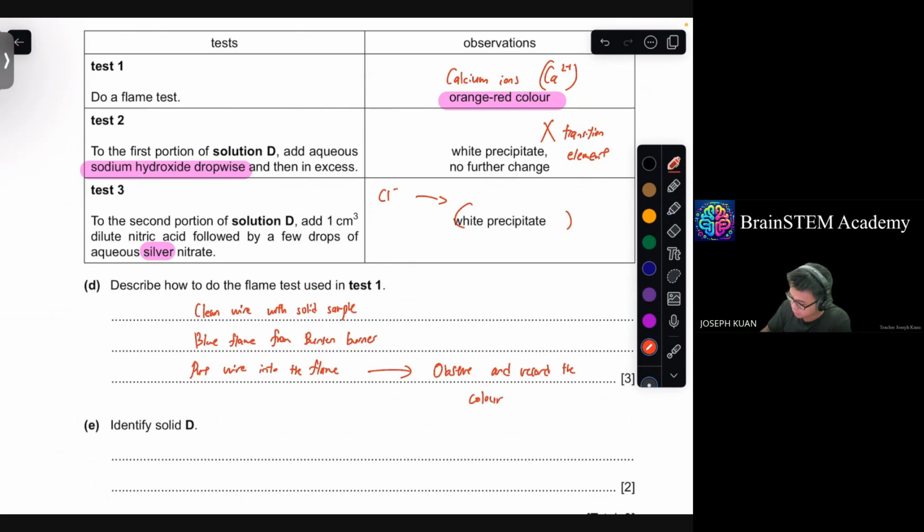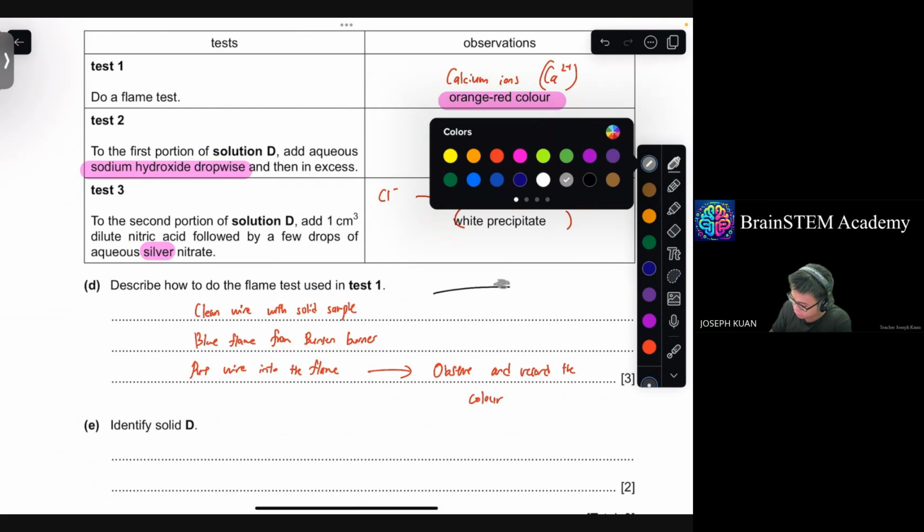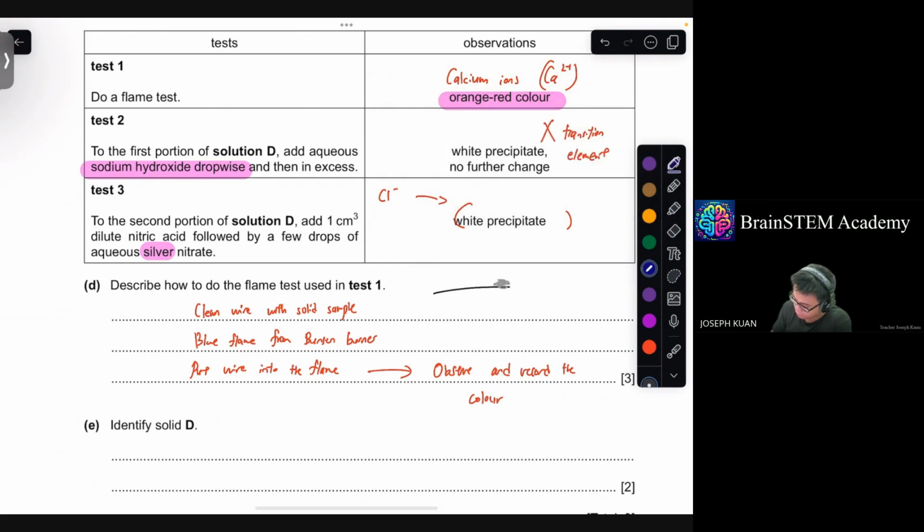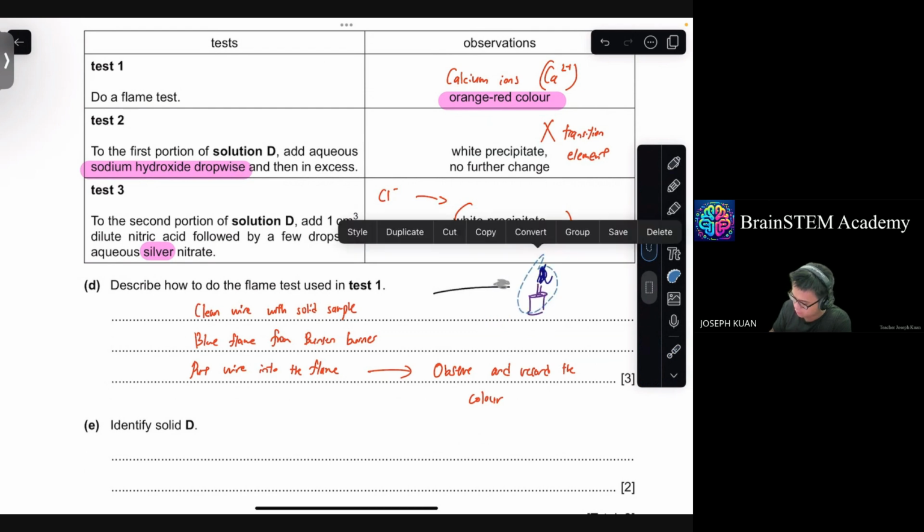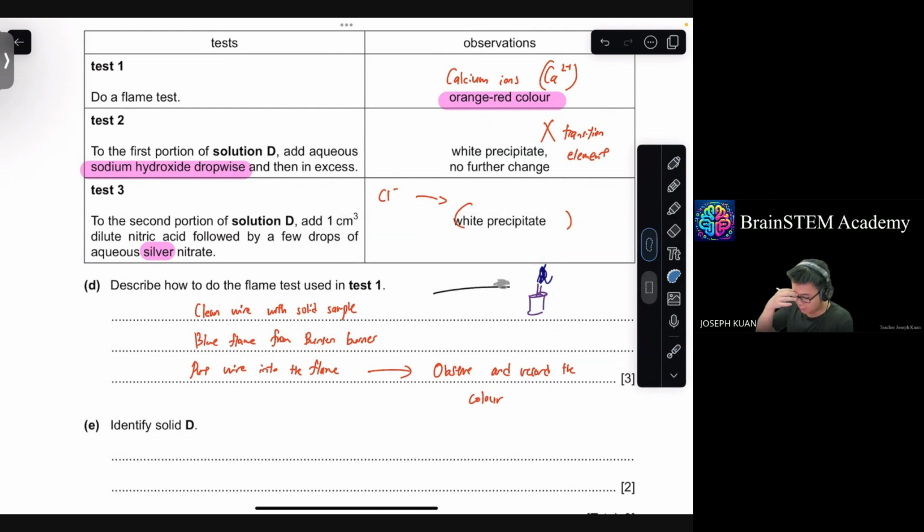So pretty easy. You just take a wire, put the silvery gray solids on it, and then place it under a Bunsen burner. Then just see the color. Okay, so essentially there's a setup. For part E, identify solid D. As mentioned, it is just calcium. All right.